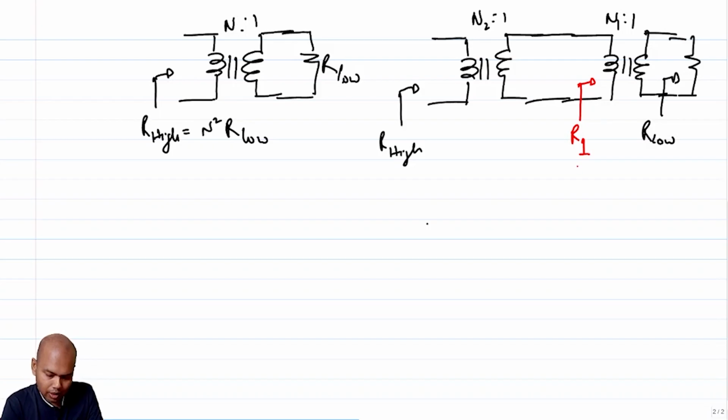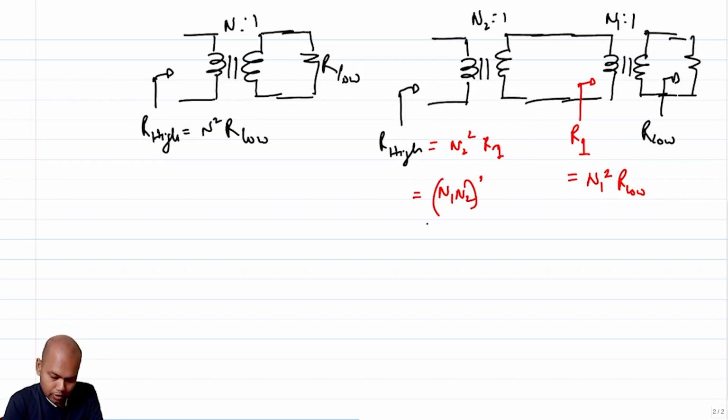So this Ri is how much? Ri is n1 squared times R low, correct? So R high will be n2 squared times Ri, which is n1 n2 whole squared times R low, correct? So if this is the case, then it looks like there is another way of converting impedance from one to another, right? Like a cascade of matching networks.